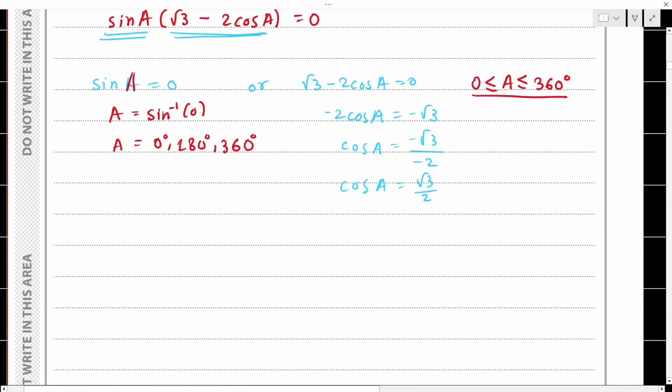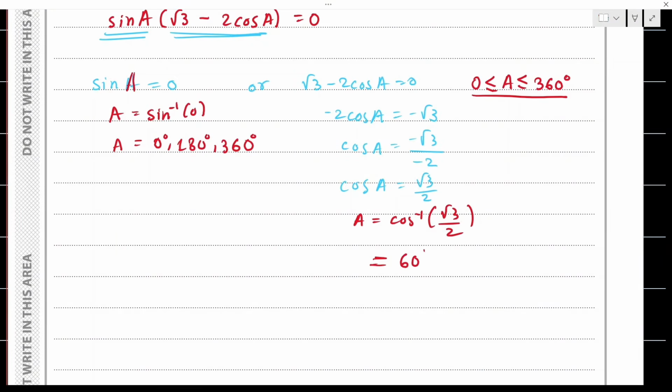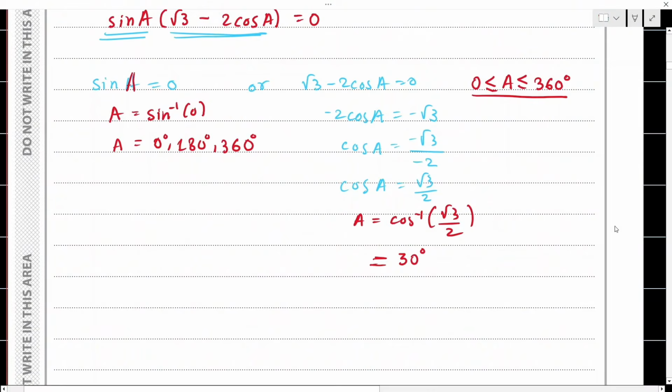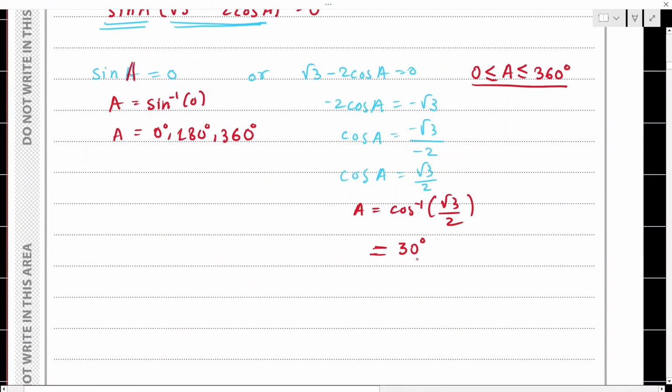Now for the second equation, I can write A is equal to cos inverse of root 3 by 2. This will give us a value of 30 degrees from our calculator. But this is a basic acute angle. Our angle of 30 degrees is a basic acute angle.